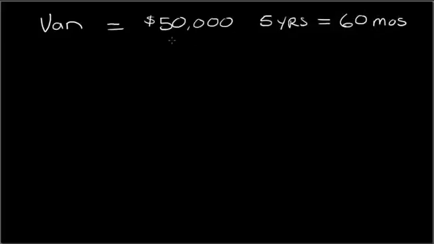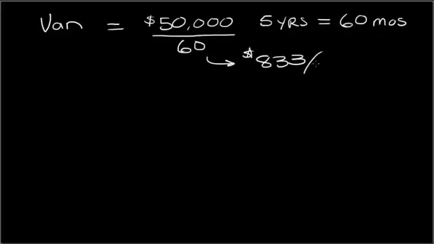Okay, so if we take this $50,000 that we think the van is going to be around, we divide it by 60 months, we're going to have what we call a depreciation expense of $833 per month of depreciation expense.